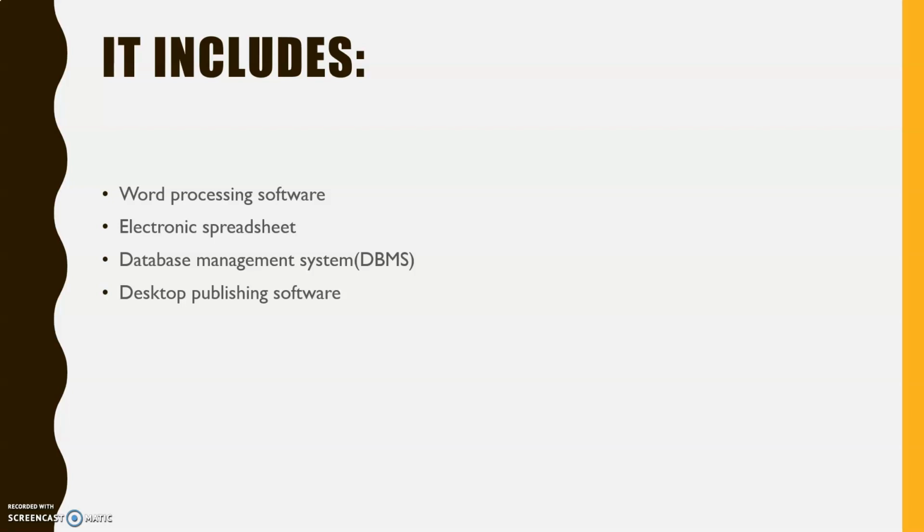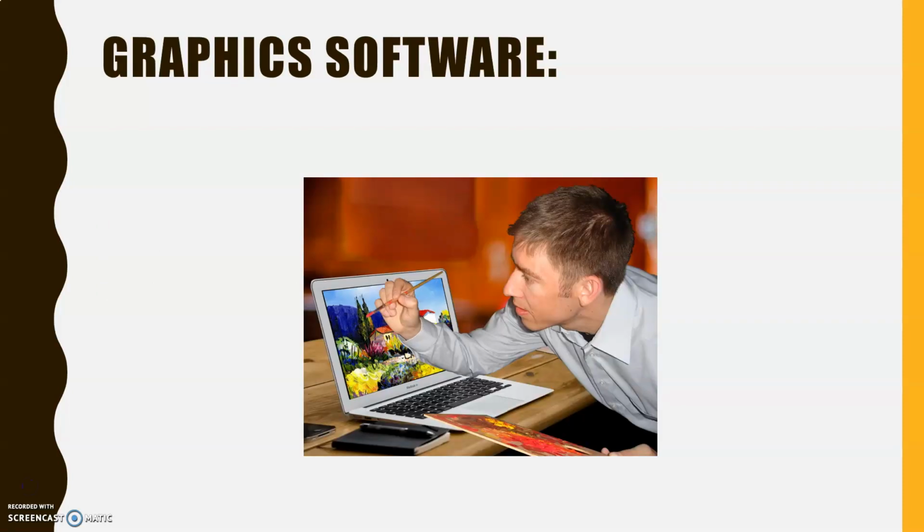Fourth, we have desktop publishing software. This application helps you to combine both text and graphics features to design professional documents like newsletters, advertisements, books, magazines, etc. Examples of desktop publishing software are CorelDRAW, Adobe InDesign, etc. Some more software is also given in our chapter.